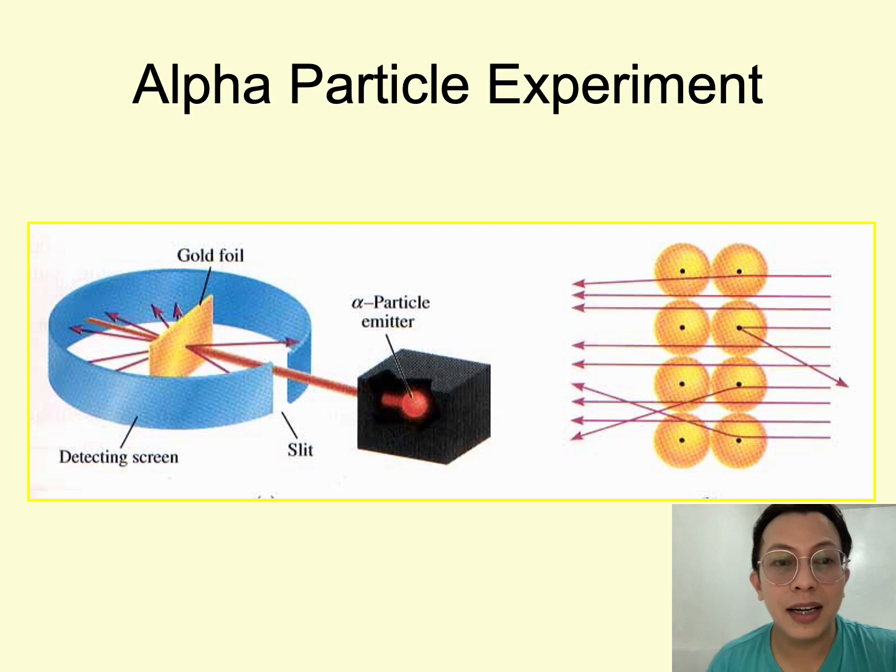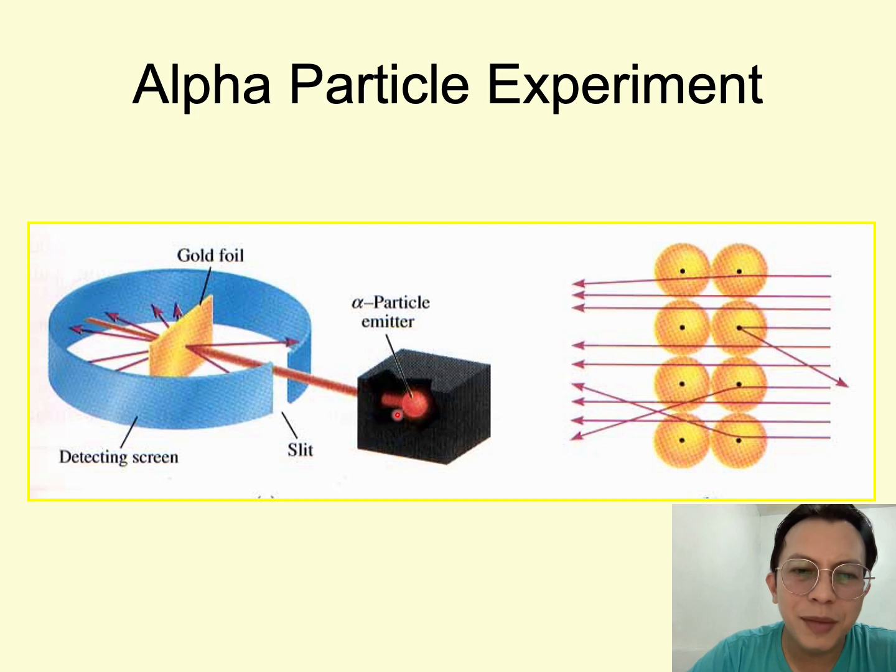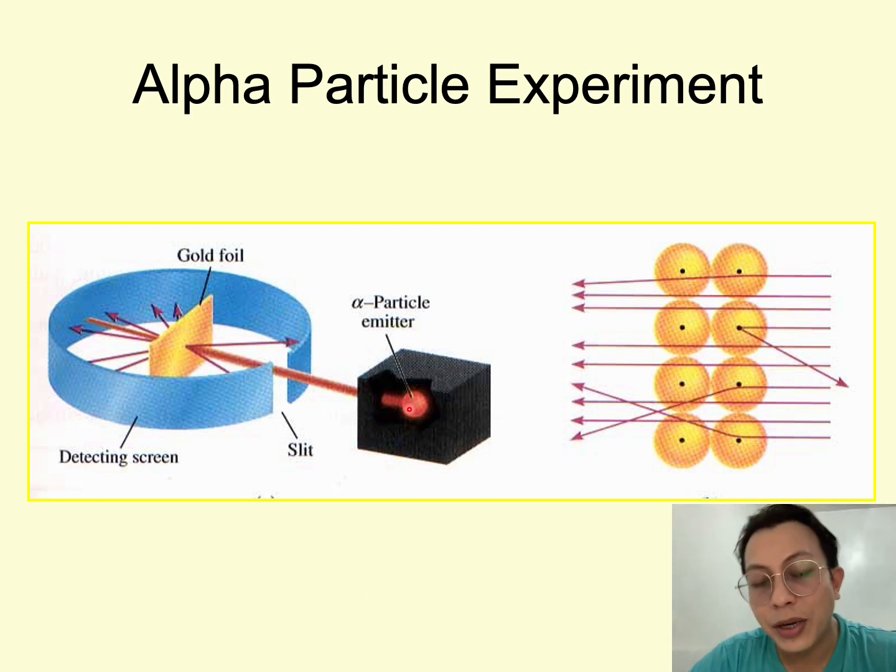This is the setup of the alpha particle experiment. Just to give you the idea of how this experiment was conducted by Rutherford, he took a radioactive element which has the ability of emitting alpha particles. Radioactive elements can release alpha particles because they are radioactive.